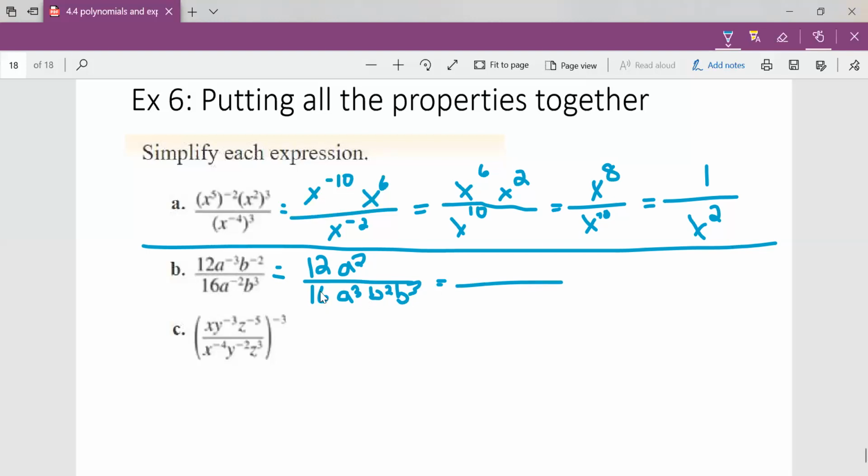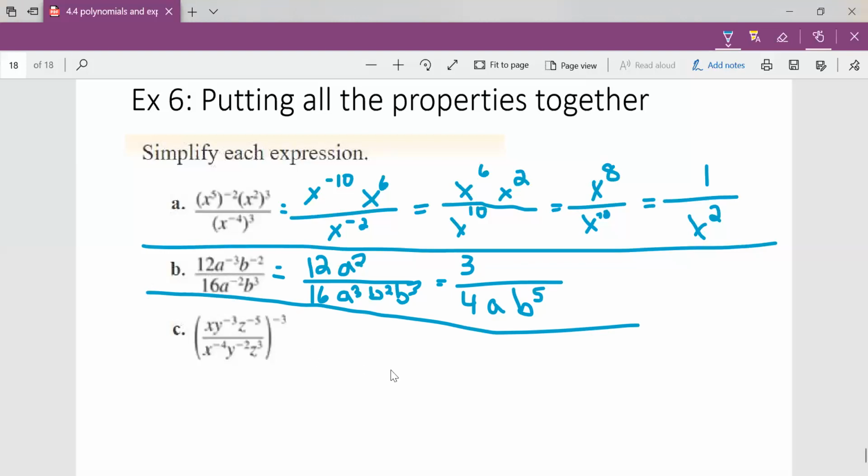Okay, so 12 over 16 I can simplify by dividing both by 4. So that gives me 3/4. And now I notice I have 2 a's on the top, 3 a's on the bottom, which means I'm going to be left with 1 a on the bottom because 2 minus 3 is negative 1. So that means it's a on the bottom. And then on the bottom, I have b squared times b cubed, which makes b to the 5th. And that's the end of that one.